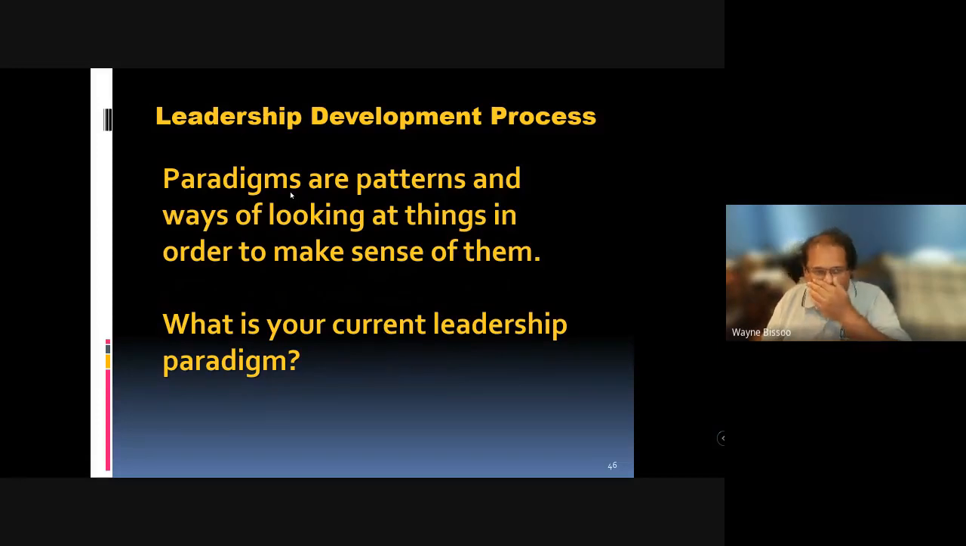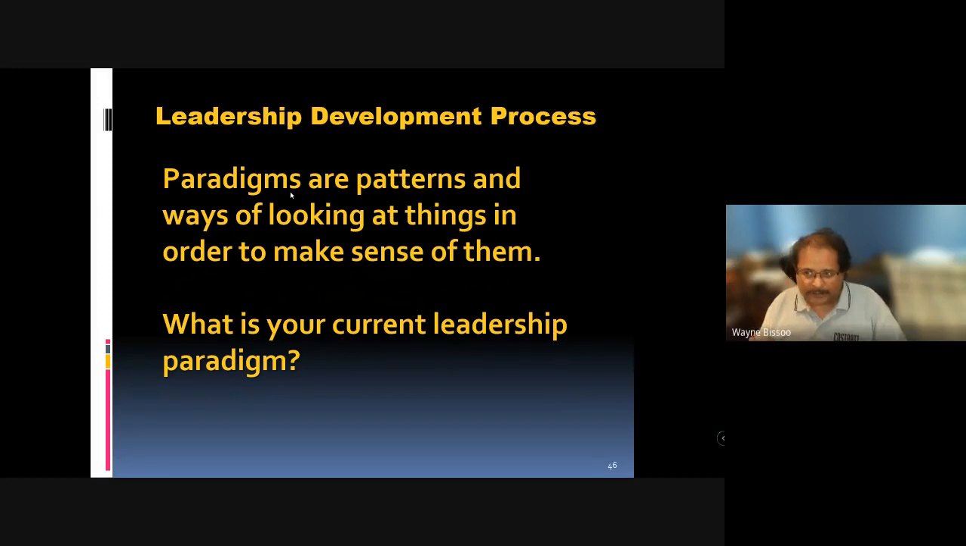So paradigms are patterns of looking at things. And we have already started to talk, in the earlier discussions, about changing paradigms in leadership. Our current leadership paradigms that exist in organizations that we probably serve in, or in the society that we live in, are paradigms that ought to be changing, should be changing, or are they changing? Those are questions that we want to answer.